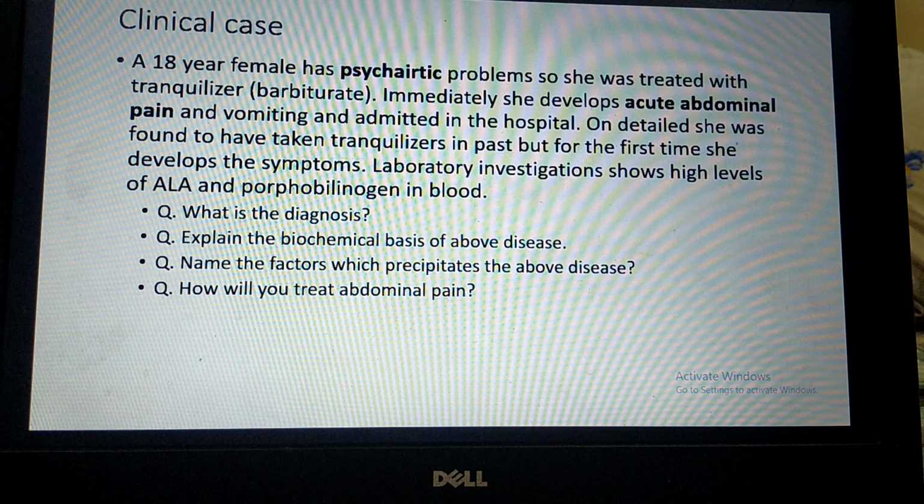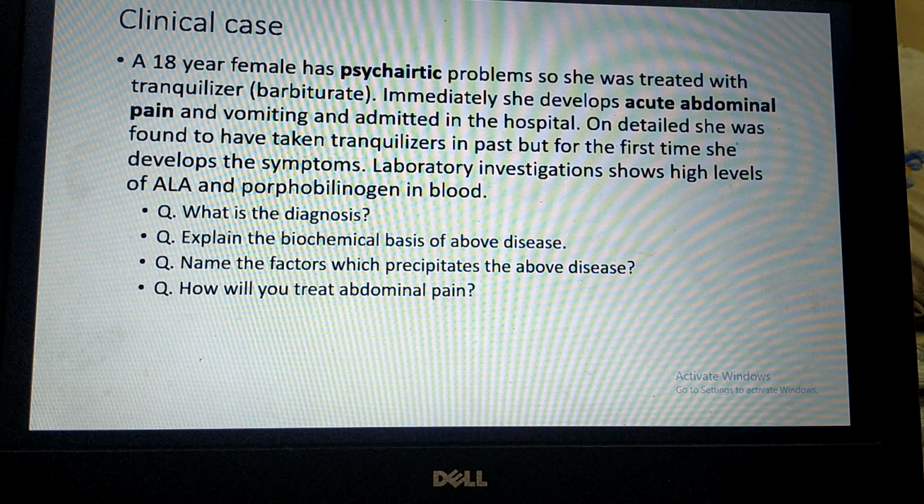Now this is a clinical case. An 18-year-old female has psychiatric problems, so she was treated with a tranquilizer. The drug given here is a barbiturate. Immediately she develops acute abdominal pain and vomiting and is admitted to the hospital. On detailed history, she was found to have taken tranquilizers in the past, but for the first time she develops the symptoms. Laboratory investigation shows high levels of ALA and porphobilinogen in the blood. So in this case, what is the diagnosis?